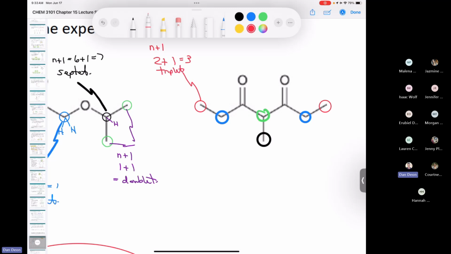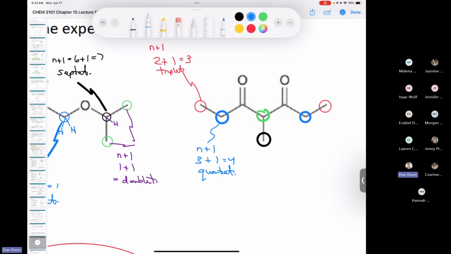Good. What about the blue protons? How many neighbors do they have? If I do n plus 1, how many neighbors for these 2 protons? 3, exactly. So I have 3 plus 1, which gives me 4, and so I'm going to see a quartet for these 2 protons.